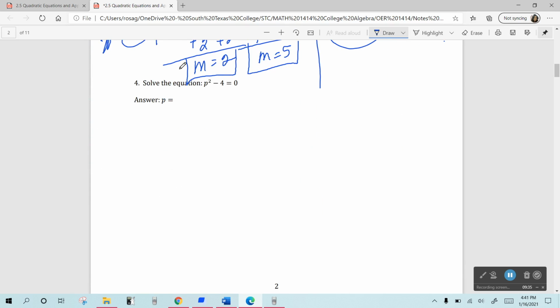So this is one where you can pause the video and try to do it by yourself if you've done factoring before. If I'm going to do this one by factoring, it's a difference of squares, so it would be p plus 2, p minus 2.